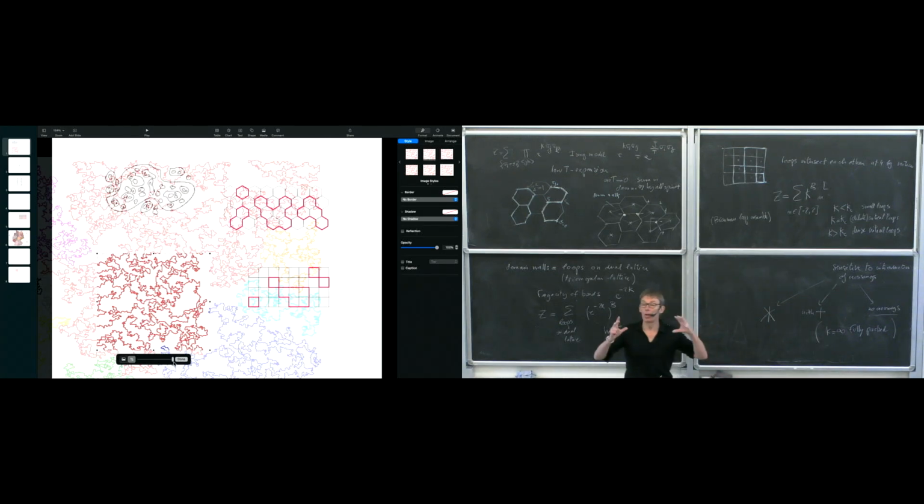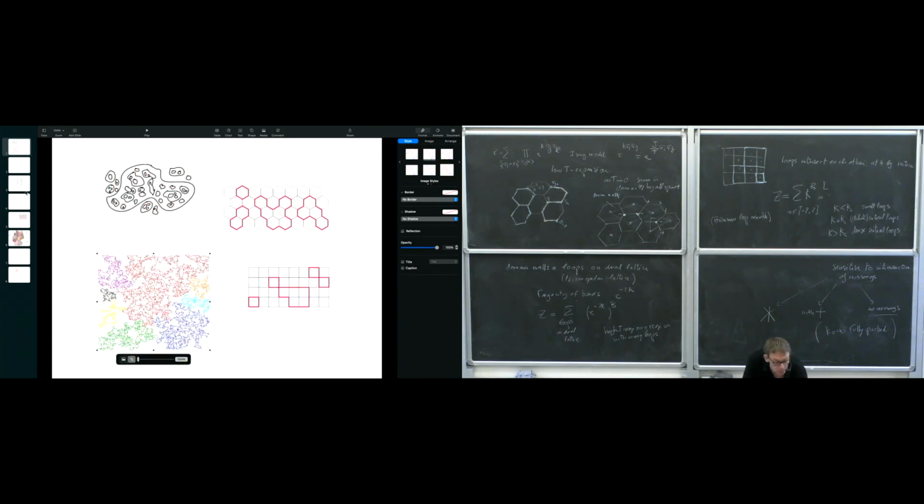So there are many obvious immediate questions you could ask. What is the statistics of the length of the loops? What is the statistics of the area of the loops? How many loops are there within a loop, and so on and so forth? All these questions are beautiful, and none of them are easy. So that's just an illustration.